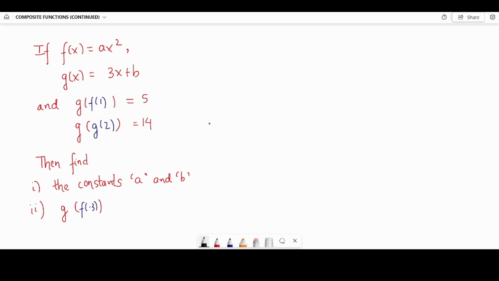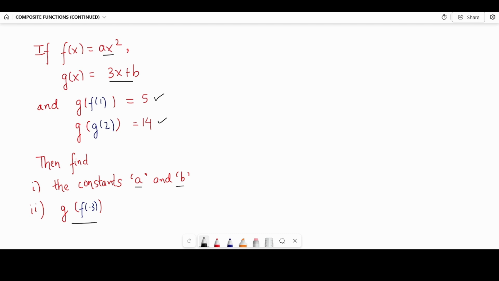So let me read this question. Here we are given two functions, f of x equals ax squared and g of x equals 3x plus b. Also we are given two equations that say g of f of 1 equals 5 and g of 2 equals 40. Then we have to find the values of the constants a and b, and we also need to find the value of g of f of -3. So this is the question.